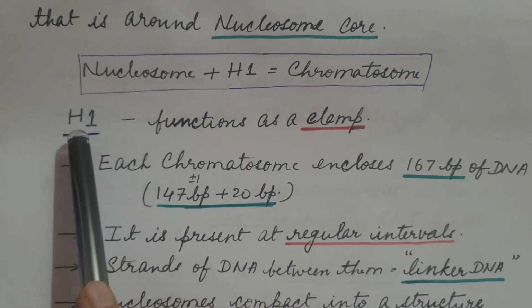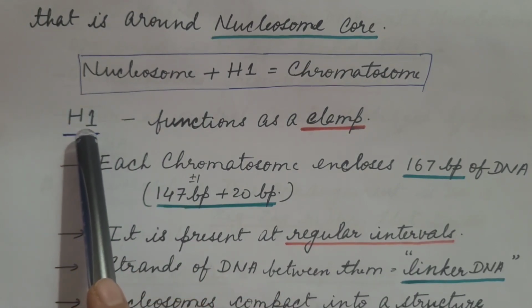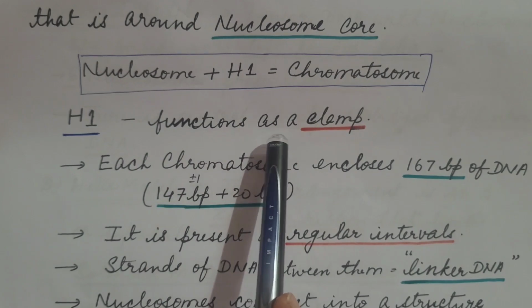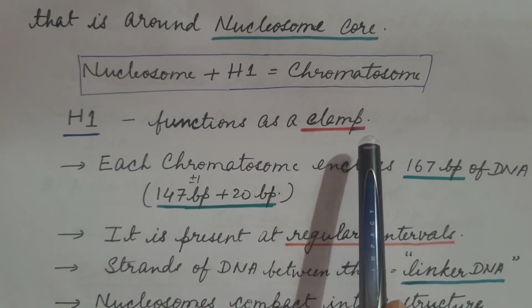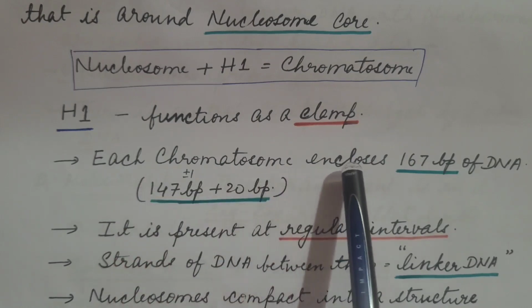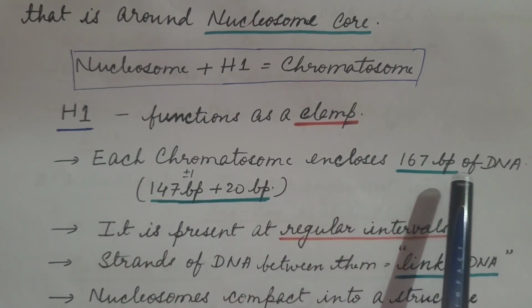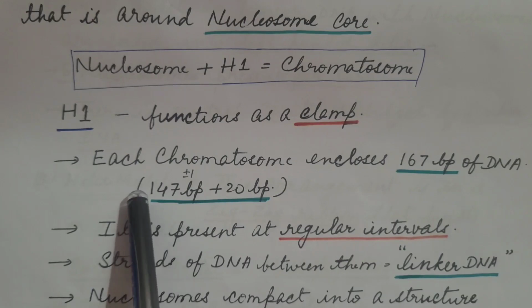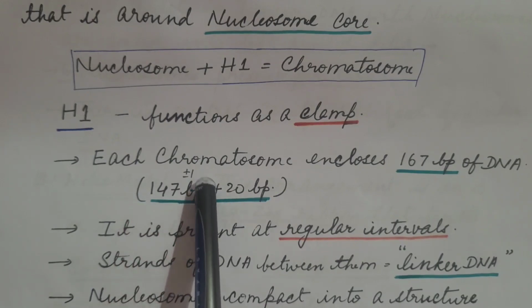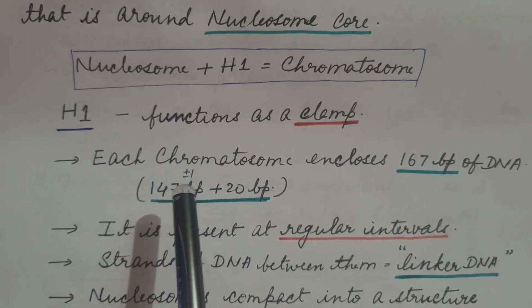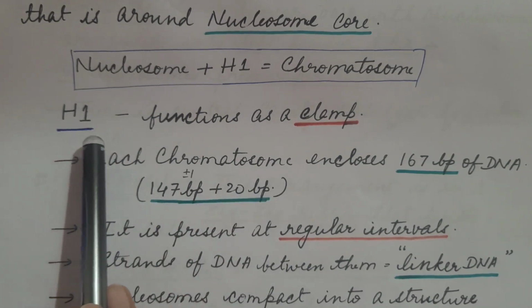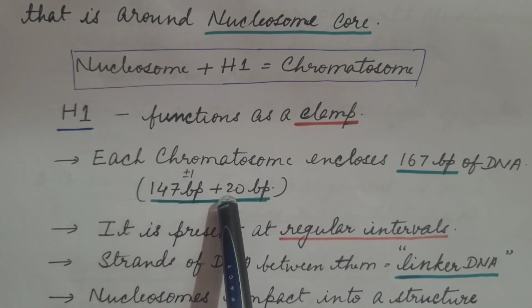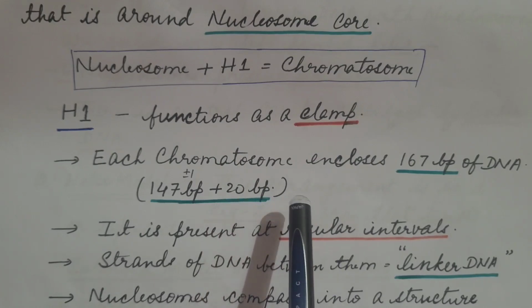H1 histone we have discussed in the previous video also. It functions as a clamp. It restricts the DNA into its position. Each chromatosome encloses 167 base pair of DNA, 146 or 147 base pair that is wrapped around nucleosome and 20 base pair that binds with H1 histone protein.